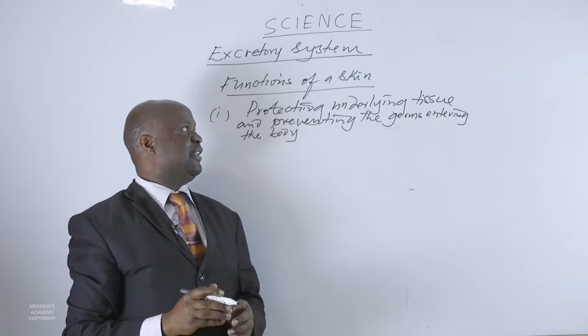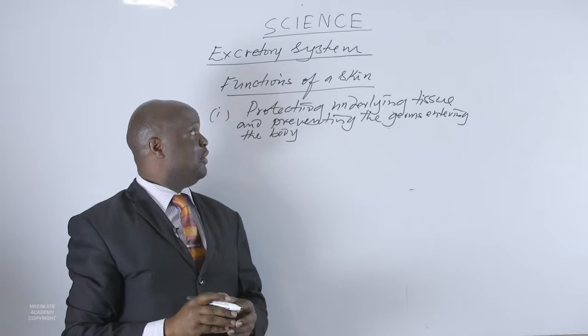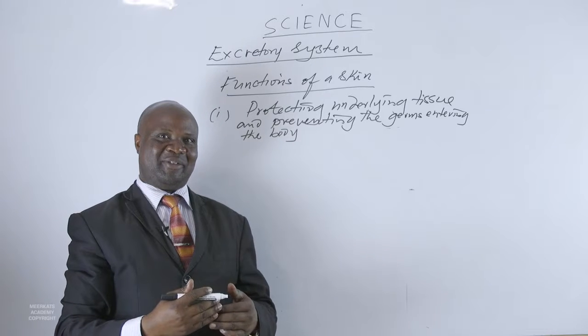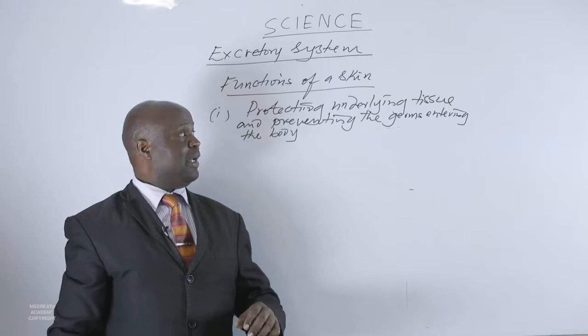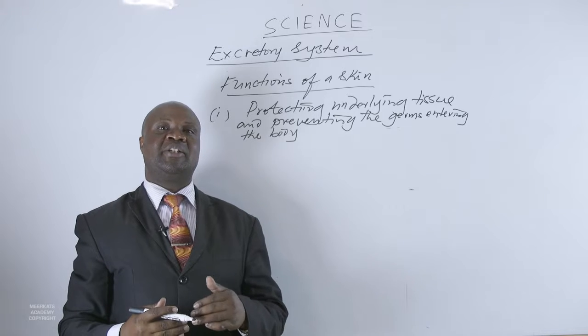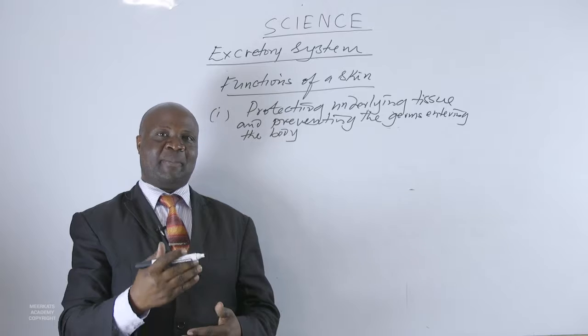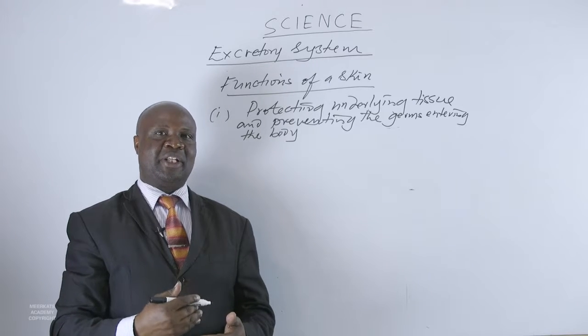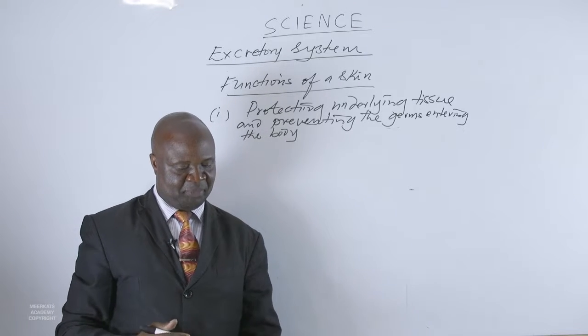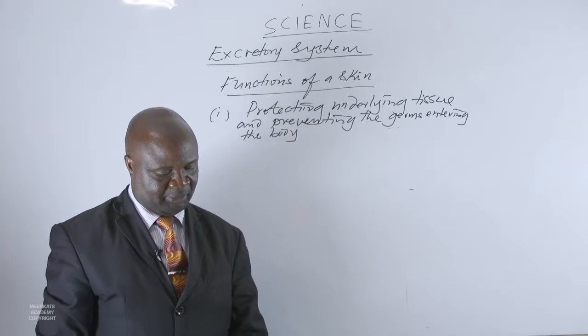As we had said about the skin, we have known that the first layer of the skin is made up of dead cells. These dead cells ensure that they are protecting other tissues within the body. That is the first function that is important.